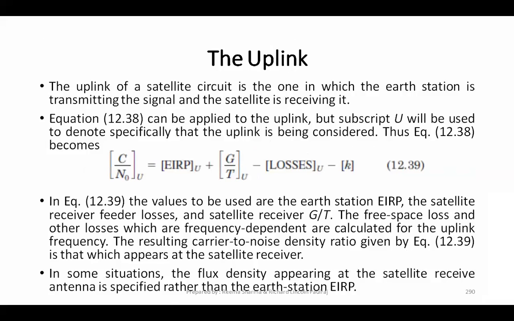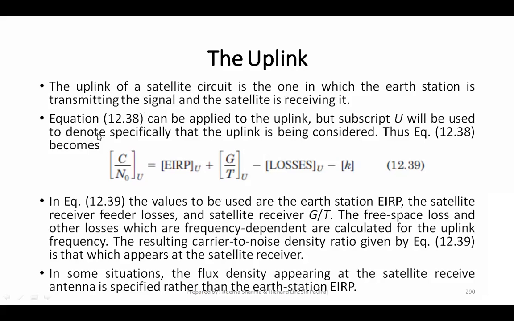Okay, fine. So now we will have to talk about the uplink. All the notations are just the same, but you can find that there is a U here, U for everything, which is representing specifically the uplink, signals that are transmitted from the base station to the satellite. The uplink of a satellite circuit is one in which the Earth station is transmitting the signal and the satellite is at the receiving end.